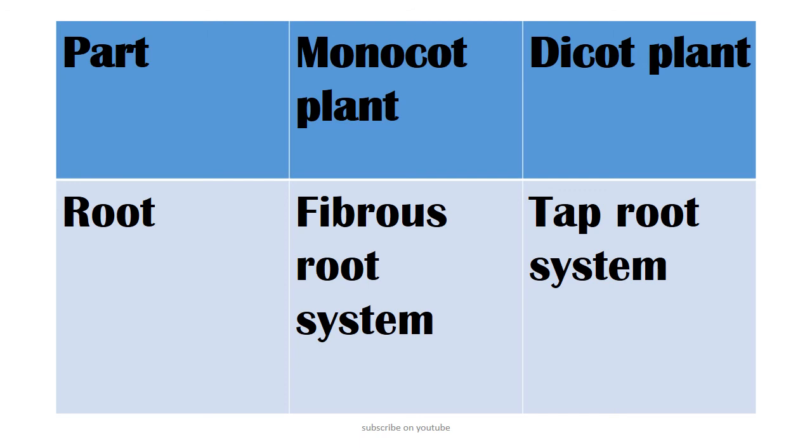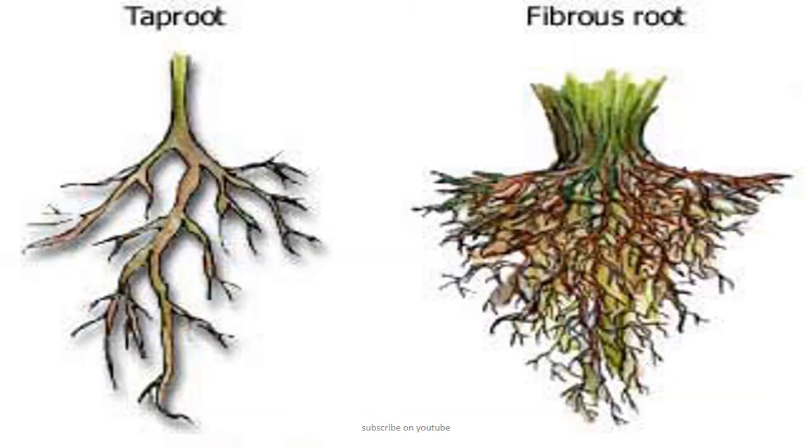The next one is the root system. Monocot plants have a fibrous root system. Dicot plants have a taproot system. This is the taproot in a dicot plant. This is a fibrous root system in a monocot plant.